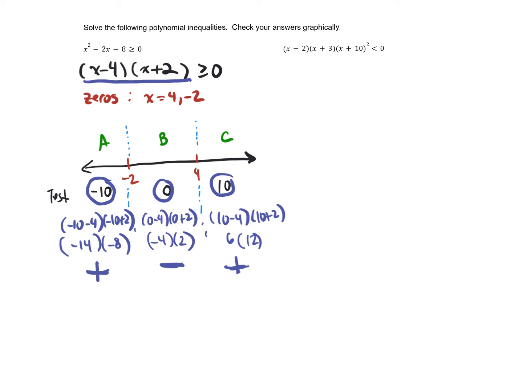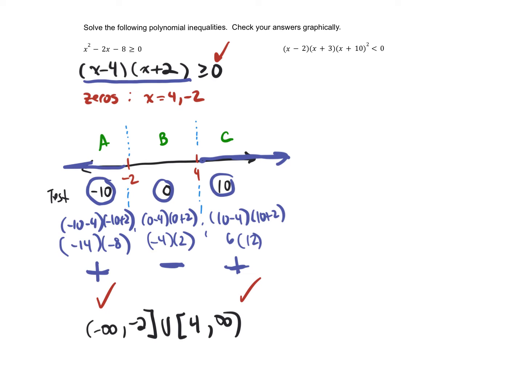So what I want to do now is figure out, do I want positive or negative regions? Well, I want it greater than or equal to 0. So I want region A and region C. Now, region A is all the numbers smaller than -2. So that's negative infinity to -2. I will include it because it says equal to 0 and -2 is equal to 0. And then I will also include region C, which is 4 to infinity. So basically this region going 4 in this way, and this region -2 going this way, these are my two solution regions. Any number I pick in those regions would make the inequality true.